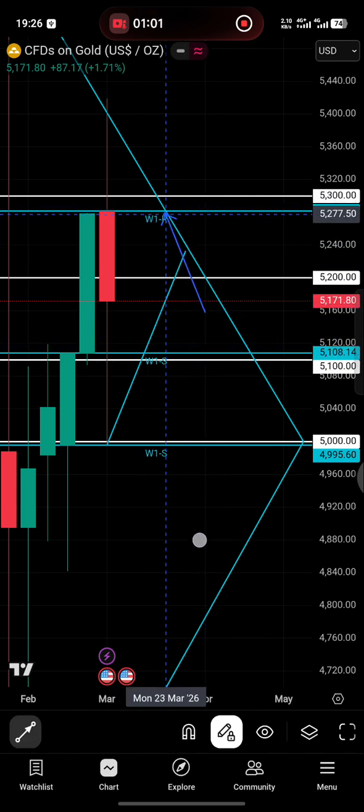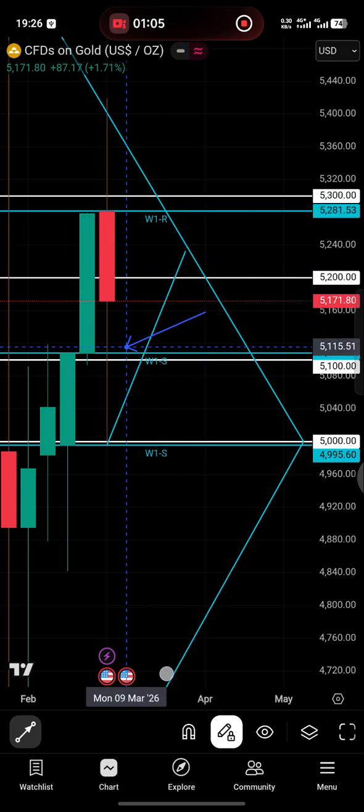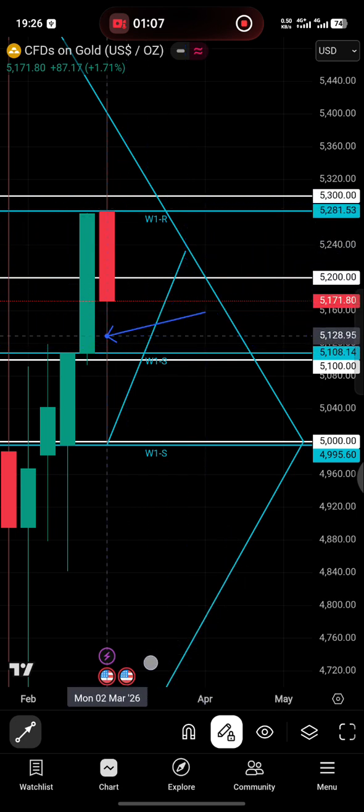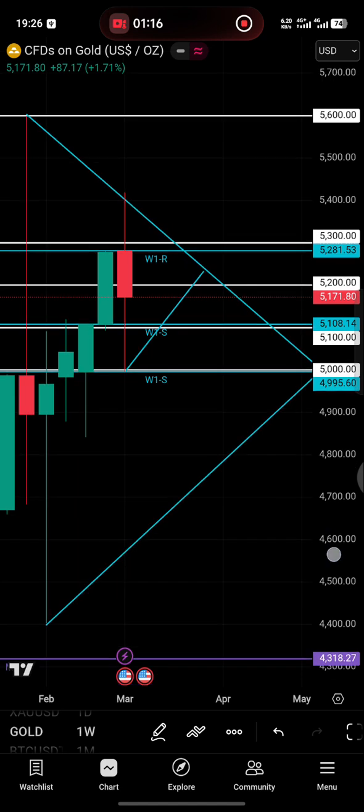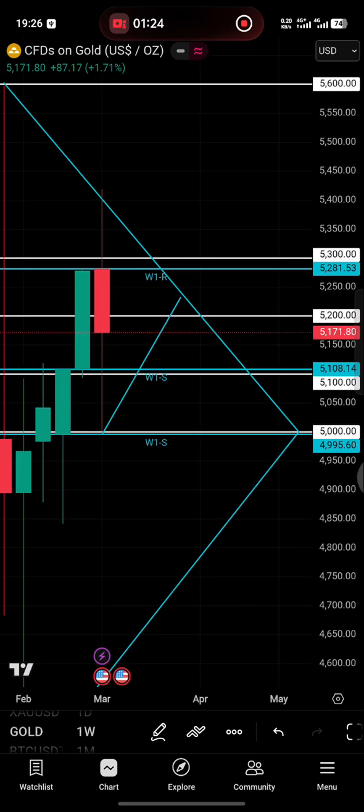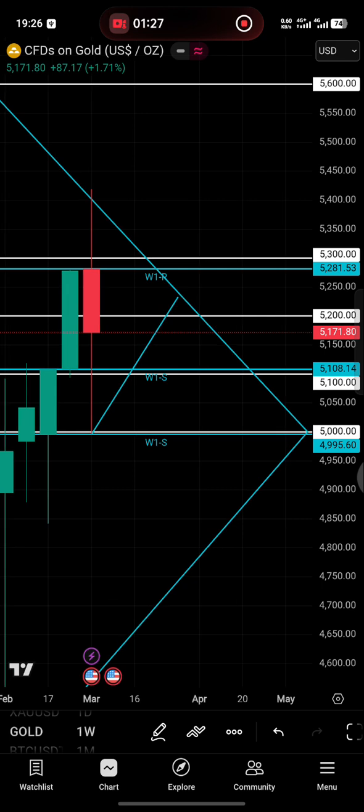The resistance is at about 5281.53, and the support is at around 5108.14, right? This is a resistance, this is the support. So as you can see, the next week, it all depends on whether the weekly time frame is going to create a bottom wick first or a top wick first, because that will decide the whole thing about where it is going to go.